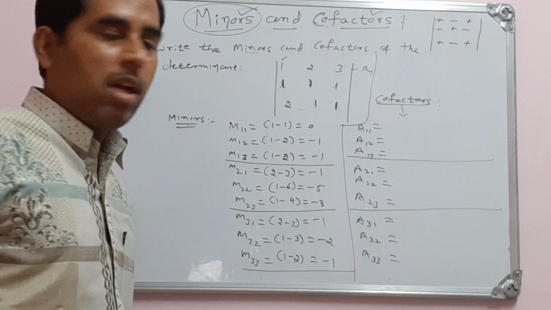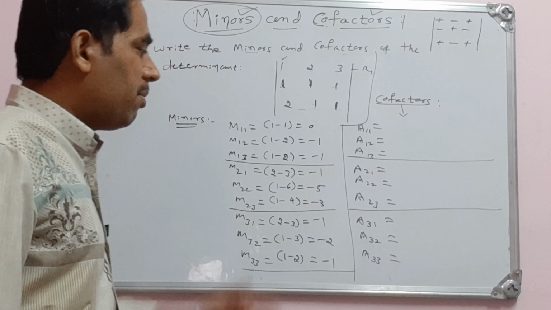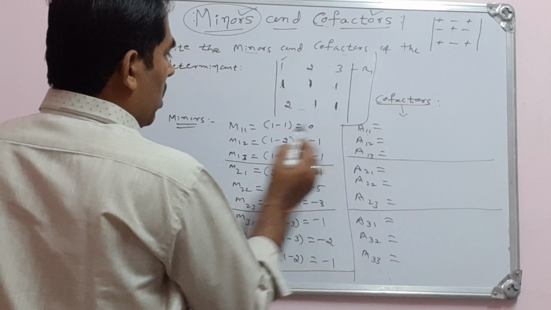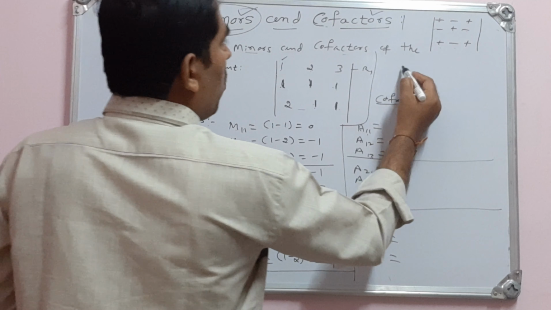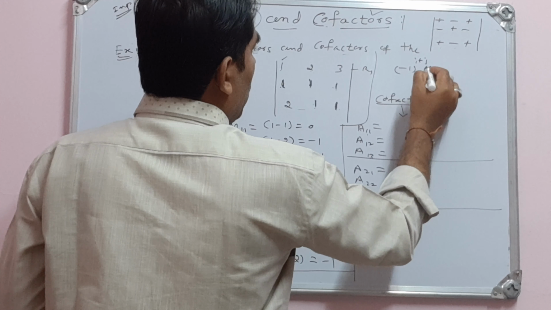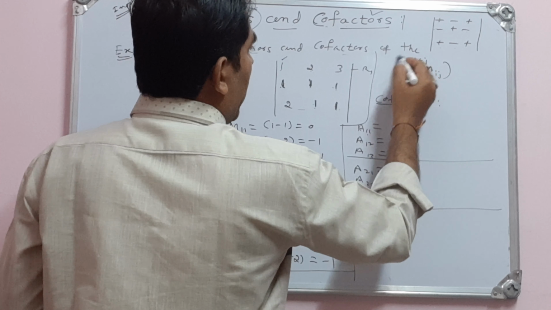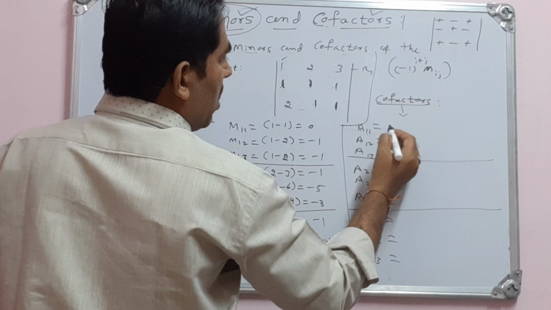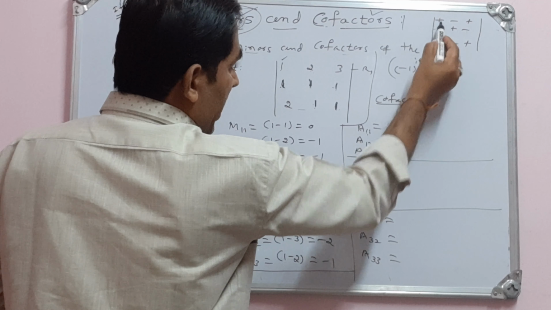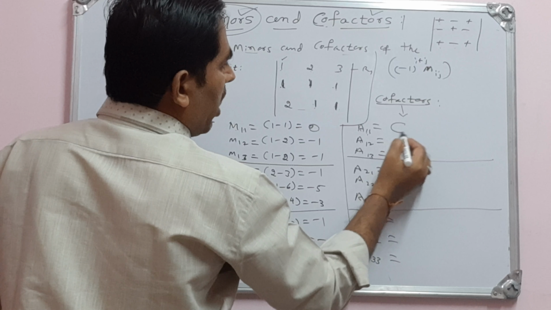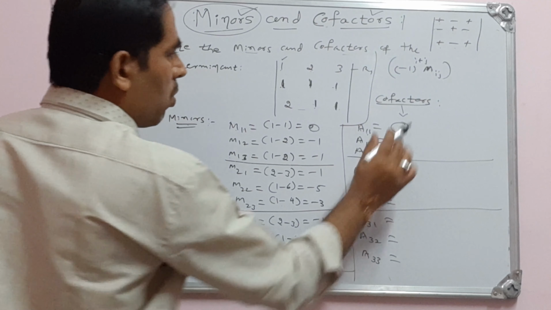You can practice two or three problems, or you can write it directly, but I am showing it in detail here. A11 means cofactor. The definition of cofactor is minus 1 to the power of i plus j into Mij. So 1 plus 1 is 2, so this is a positive sign. The element is 0, that's why I write only 0, not plus 0.